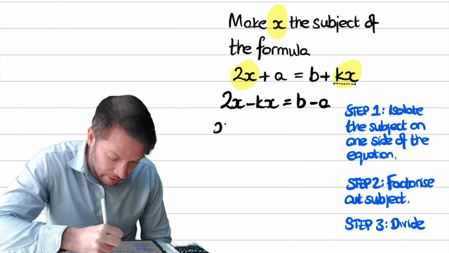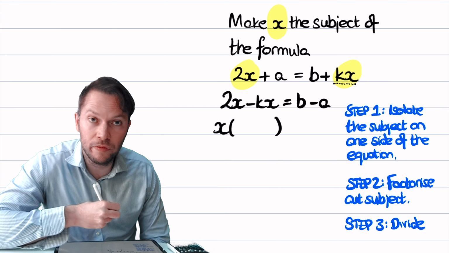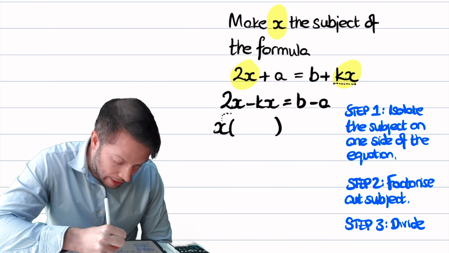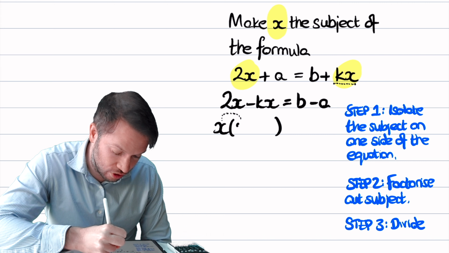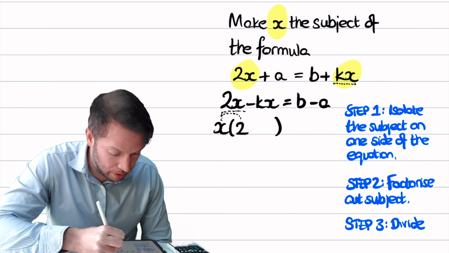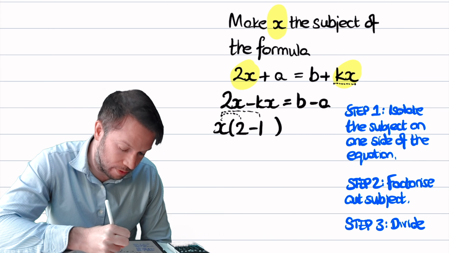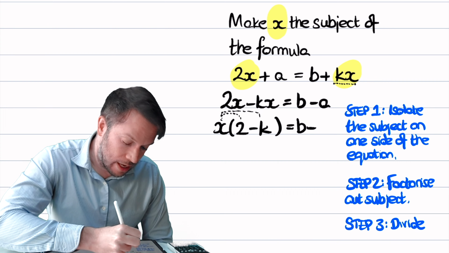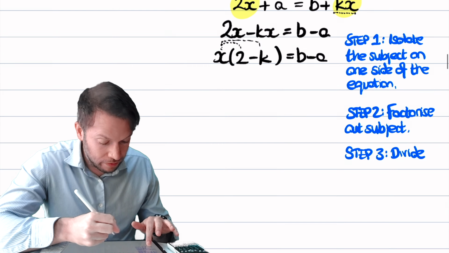So we factorize out the x, open a bracket, and then think what we need to put in the bracket. x times what is 2x, so it's 2, and x multiplied by what is minus kx, well, it's minus k. And then the final step we can see is to divide appropriately.